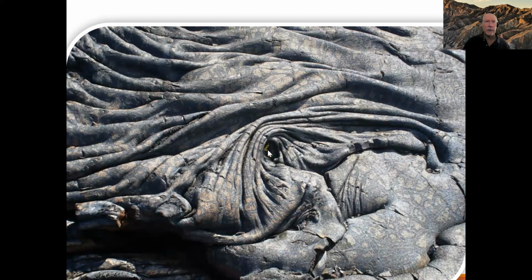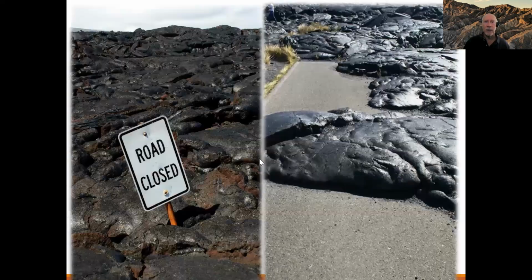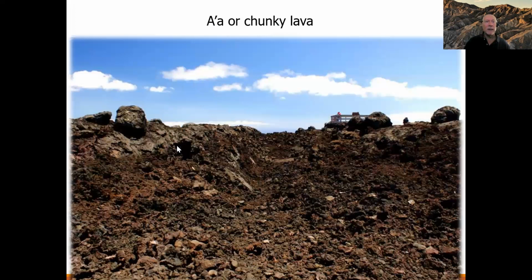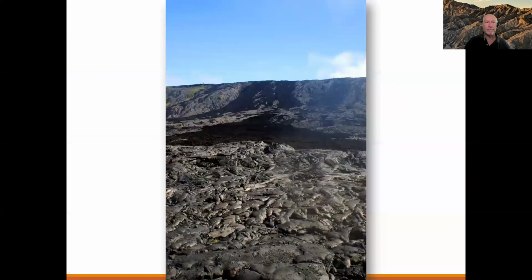Obviously killed the tree in the process. And about a decade or two ago, it flowed across one of the roads in the national park. And so obviously the road is closed, and you can see the lava flowing across the road. And then this is an example of the chunky lava. So would not want to walk across that with bare feet.